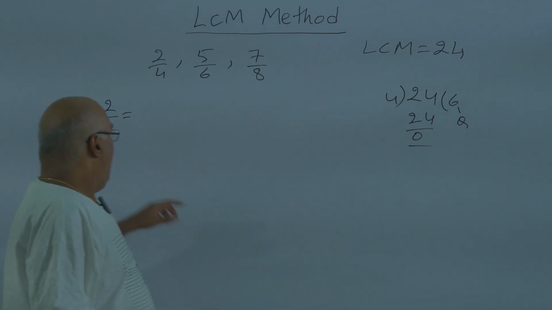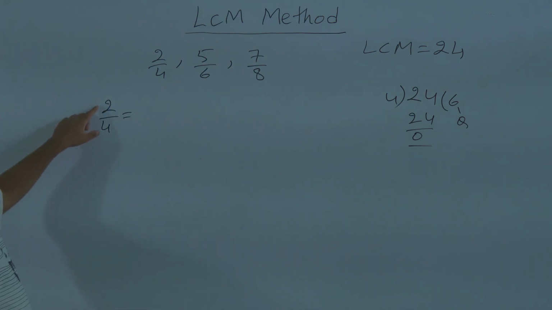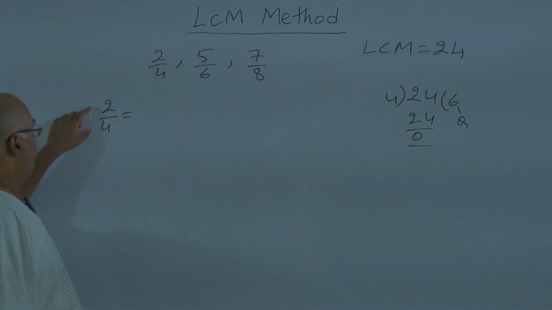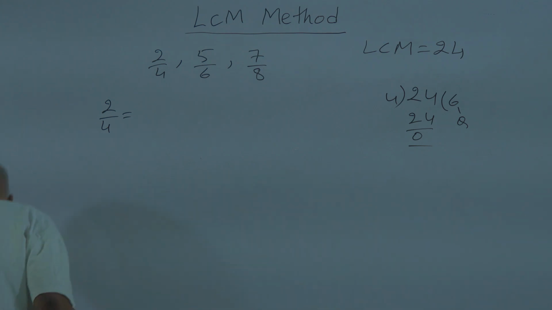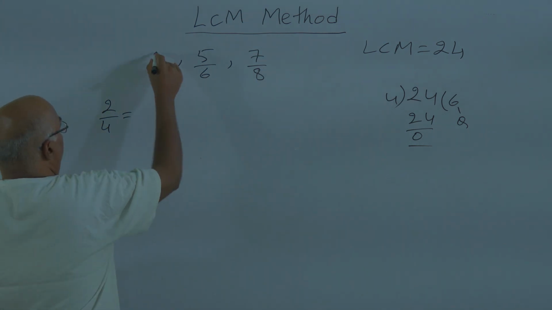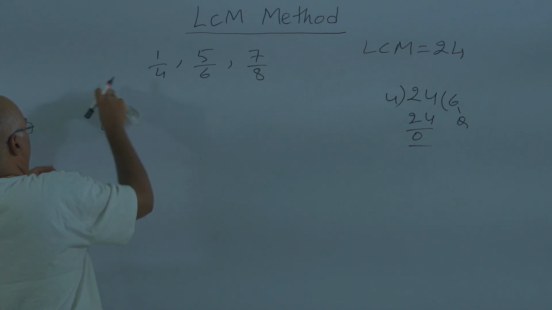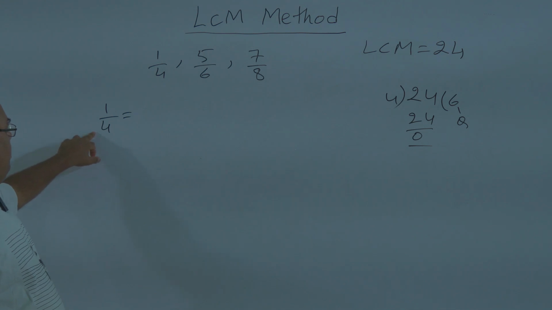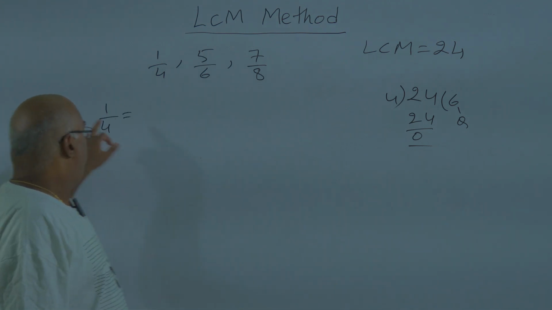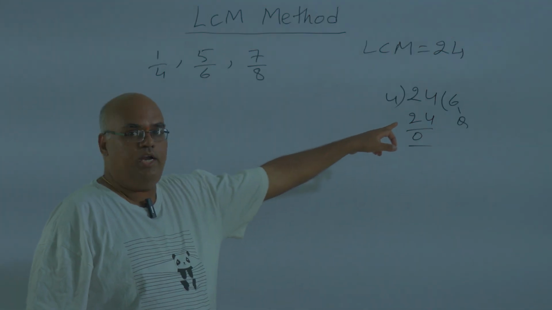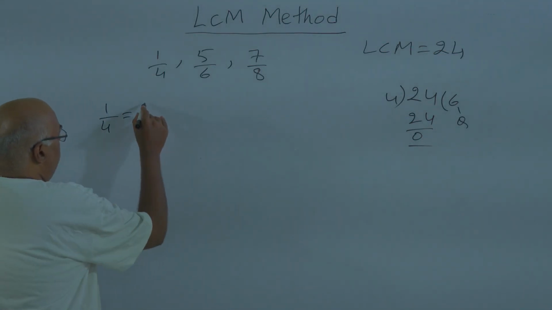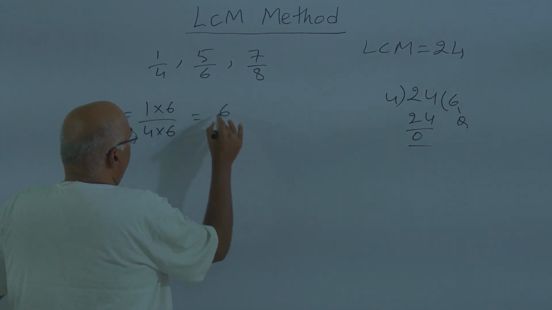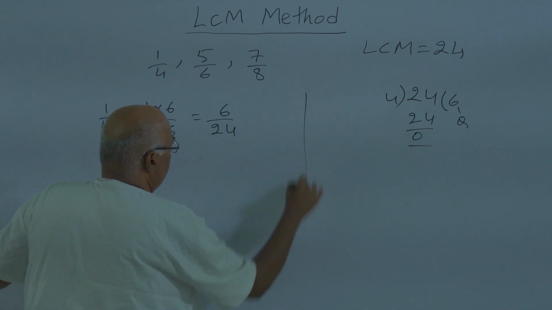Now I will multiply the numerator and denominator of this fraction with 6. Sorry, instead of 2 by 4, you take 1 by 4. Now I have taken the fraction 1 by 4. I will multiply the numerator and denominator of the fraction 1 by 4 with the quotient 6. So this is equal to 1 into 6 by 4 into 6. This is equal to 6 by 24.